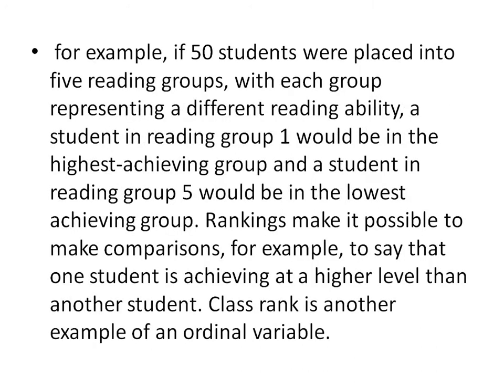See the example. For example, if 50 students were placed into 5 reading groups, each group containing 10 students, representing a different reading ability, a student in reading group 1 would be in the highest achieving group, and a student in reading group 5 would be in the lowest achieving group. Like we make ranks, the student reading in group 1 would be the highest achiever, and the student in group 5 would be the lowest achiever.